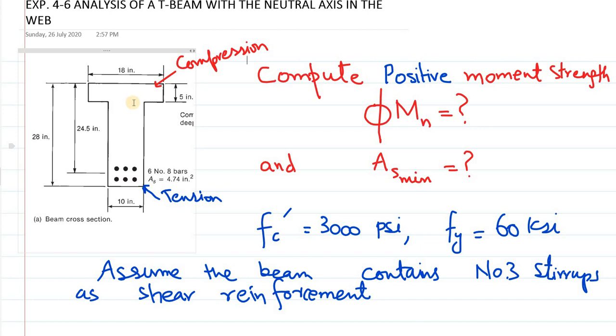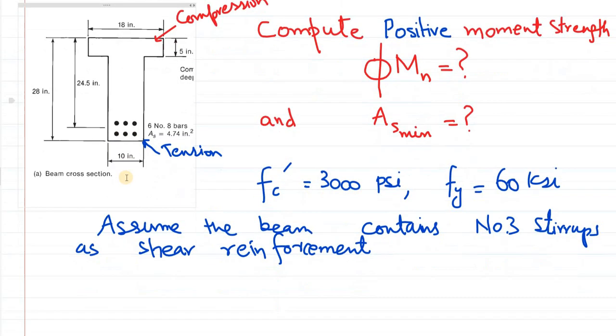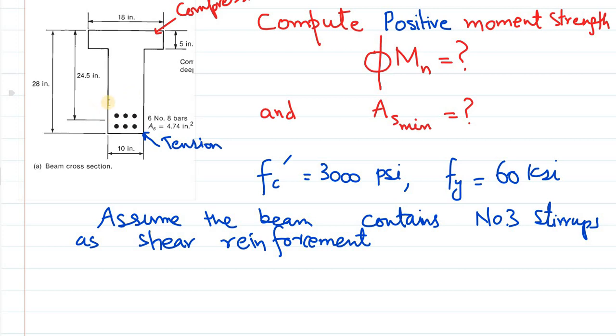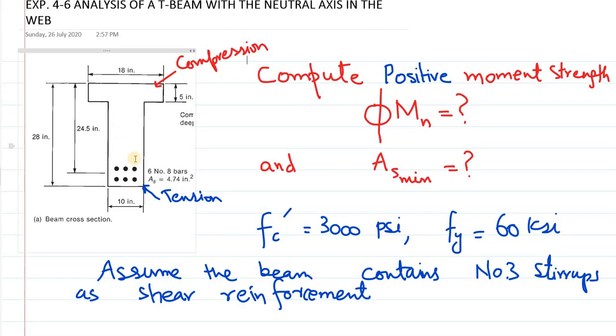So that would abruptly fail, just like a plain concrete beam. So very important to note, we have been asked to determine positive moment strength, so only then this will become the tension zone, and this reinforcement will act as tension reinforcement. And I want to remind you, this is an isolated T-beam.